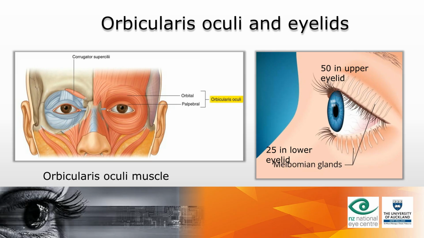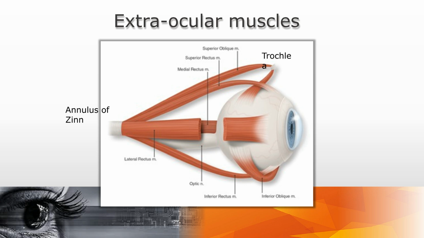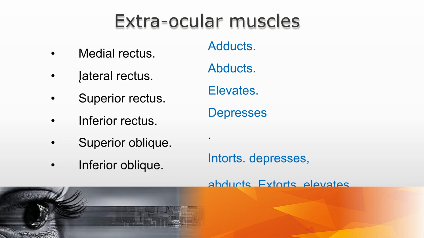The orbicularis oculi muscle is critical for eyelid function, with 50 fibers in the upper and 25 in the lower eyelid. Eye movements include adduction, abduction, depression, elevation, intorsion, and extorsion. Key structures related to extraocular muscles include the annulus of Zinn and the trochlea. The 6 extraocular muscles are the medial rectus, lateral rectus, superior rectus, inferior rectus, superior oblique, and inferior oblique, each responsible for specific eye movements.